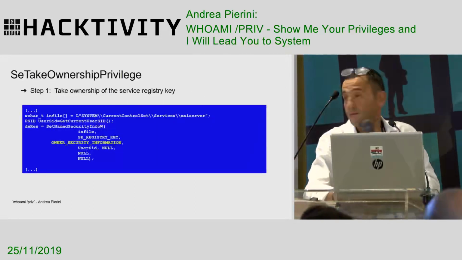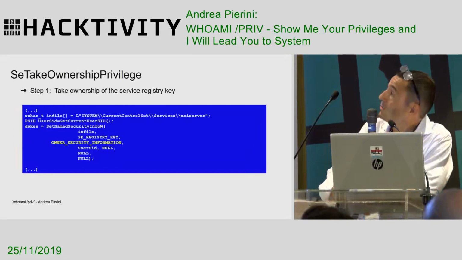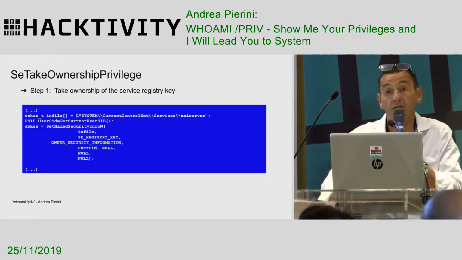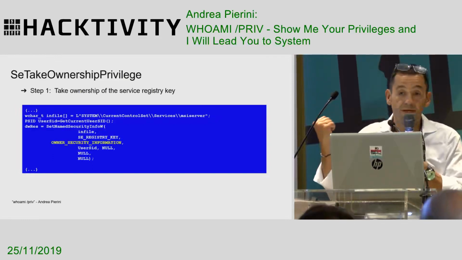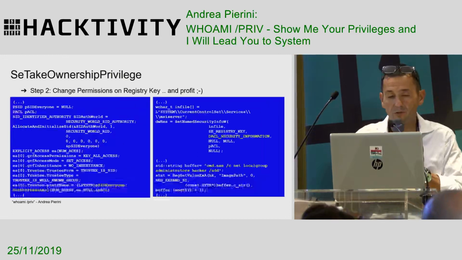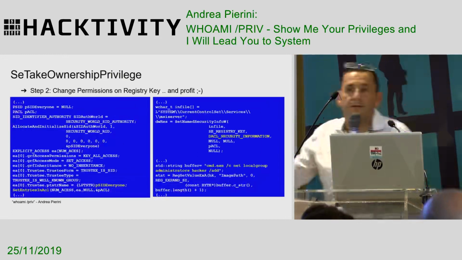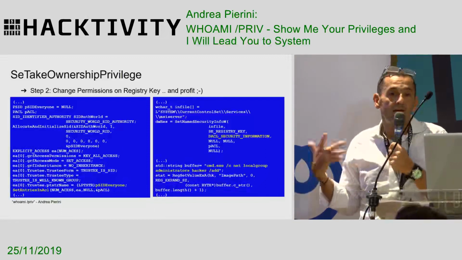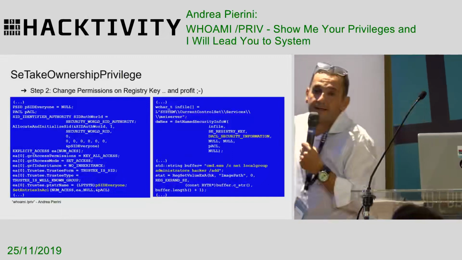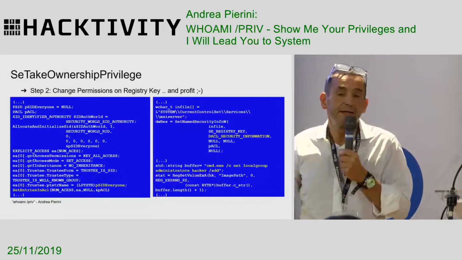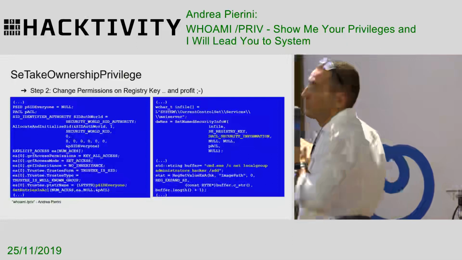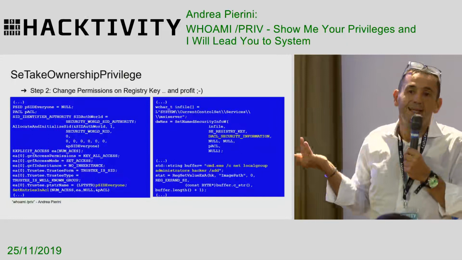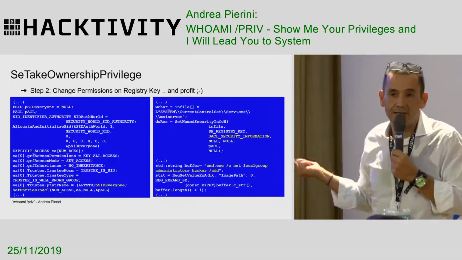I take the ownership with this flag, OWNER_SECURITY_INFORMATION. Obviously, I have to have the right privilege. And then once I took the ownership, using some API calls, I will set the permissions on this key, grant to everyone the full permission on this key, and then change the configuration of the service. Start the service, and voila, I'm again SYSTEM, because obviously I have to choose a service which runs with a high privilege, system, administrator, and so on.